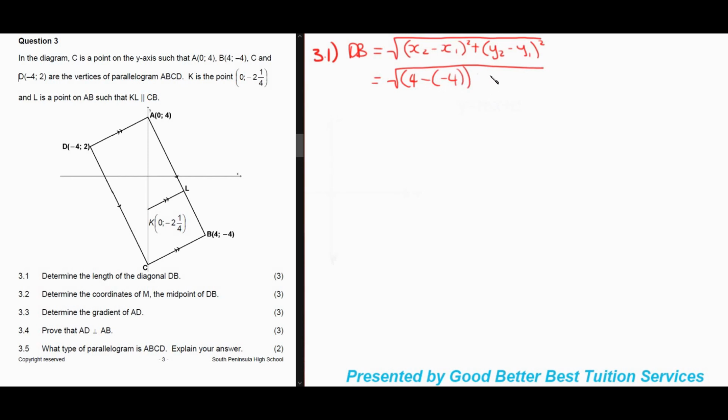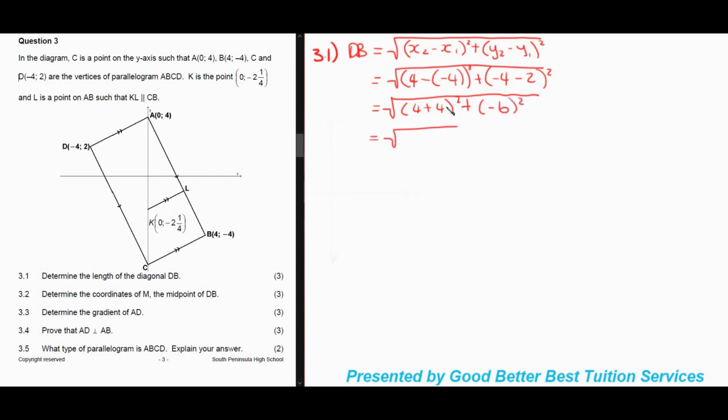Plus, by substituting in the y values now, it's minus 4 minus 2, that's squared. So this is a negative times a negative, that gives me a positive. So this is actually (4 plus 4) squared. Sorry, I forgot to include the square there. It's plus (minus 4 minus 2), which gives me minus 6, and that will be squared.